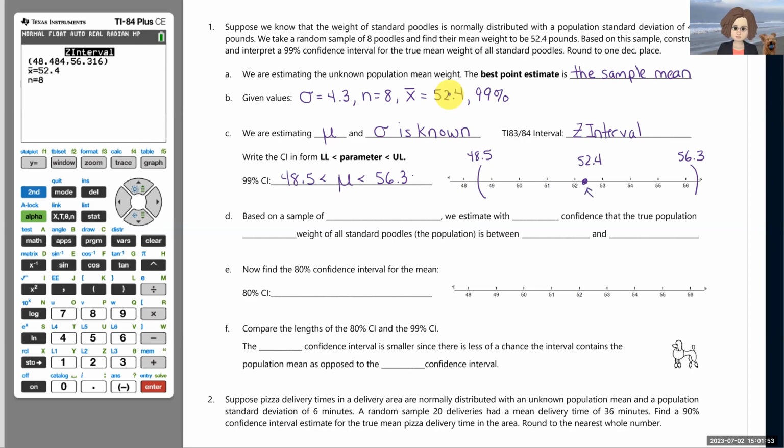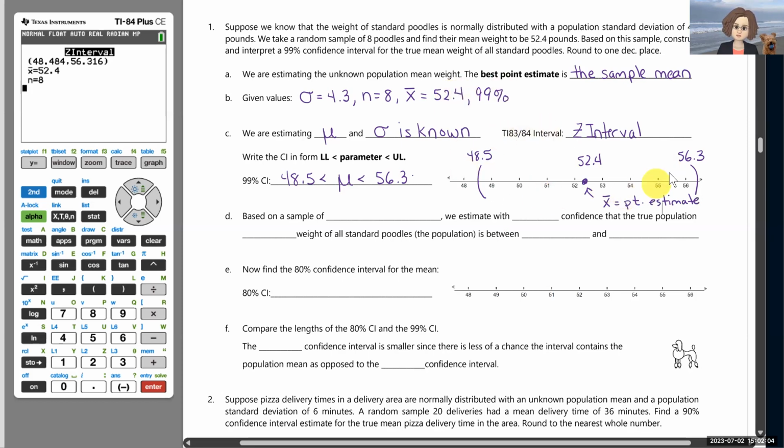So that value is your sample mean. That's called your best point estimate because it's a single point, a single number. And then the confidence interval is the range of plausible values where we believe the mean lies.